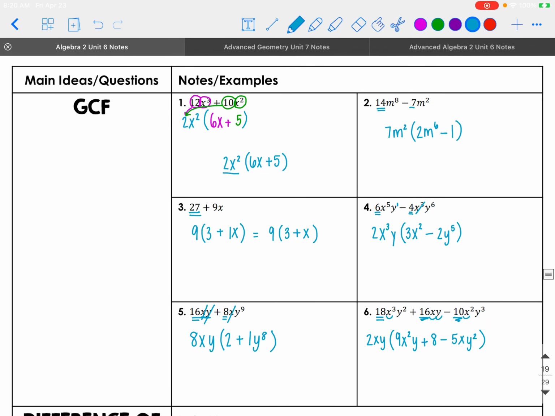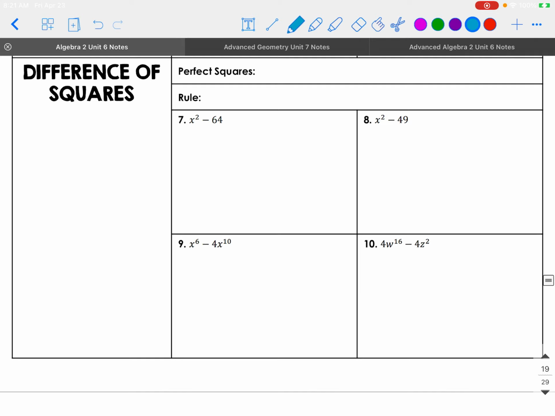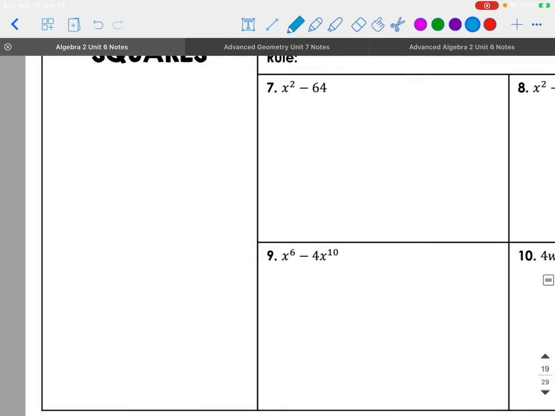So that's how you factor by GCF. And a lot of times you will have to factor by GCF, but then there will be something else that you do. So it's really important that you know how to take out the GCF. Let's move on to the other method, which is called difference of squares.